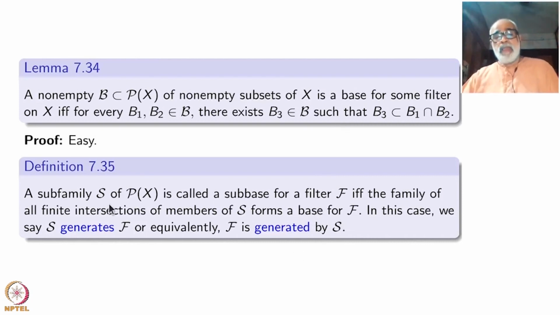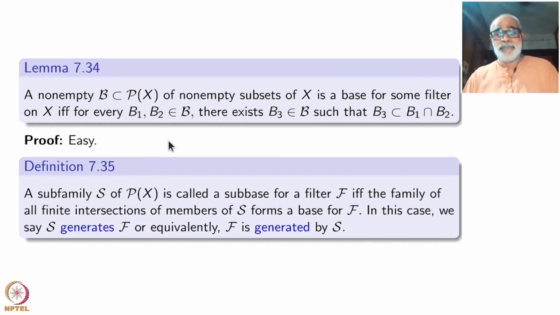And this S also cannot be empty, right? S can be empty. Why? Because what is the finite intersection of members of S? Members of an empty set. That will be the complete X. The whole X will be there. Once X is the only thing now, singleton X forms a base for what? Singleton X.